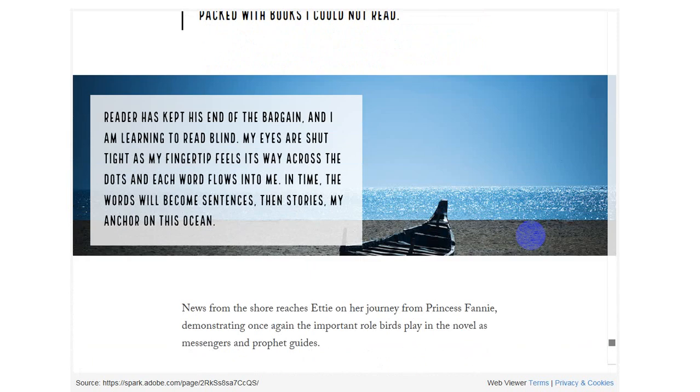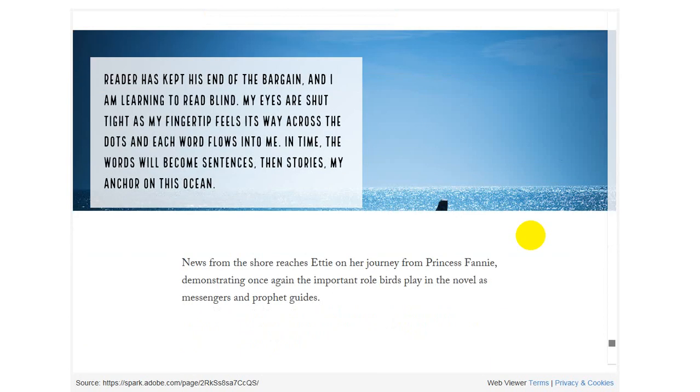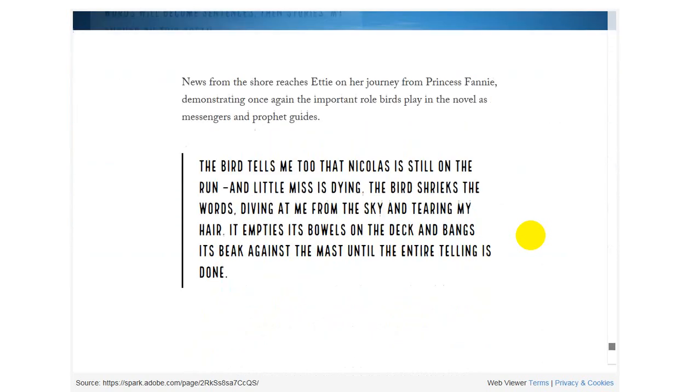"The reader has kept his end of the bargain, and I am learning to read blind. My eyes are shut, tight as my fingertip feels its way across the dots, and each word flows into me. In time the words will become sentences, then stories, my anchor on this ocean." News from the shore reaches her on her journey from Princess Fanny, demonstrating once again how important the birds are in this novel, as messengers and prophet guides.